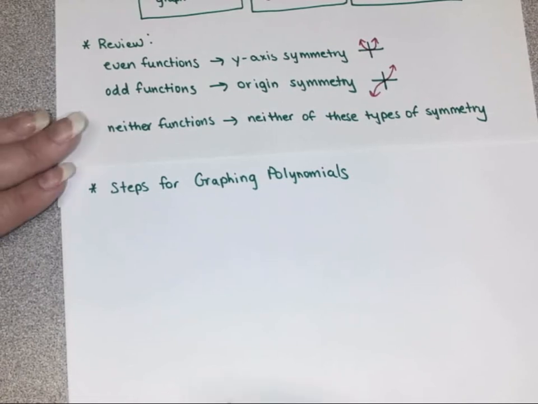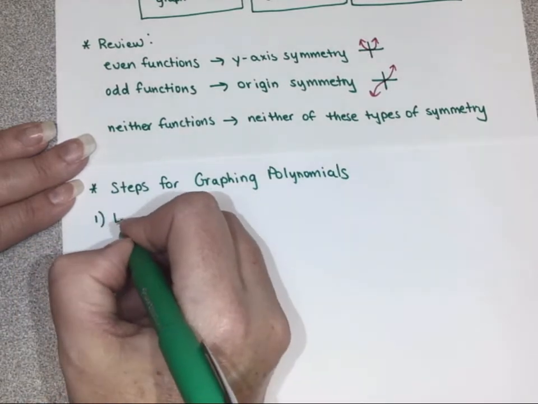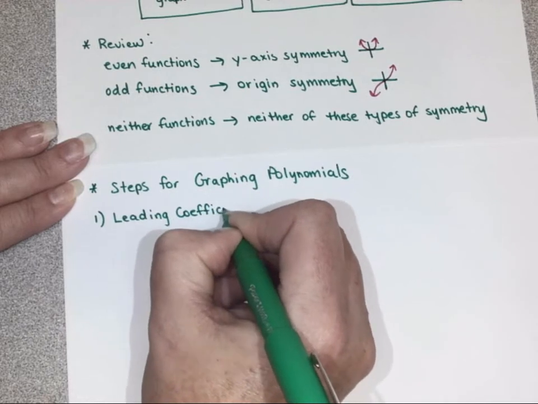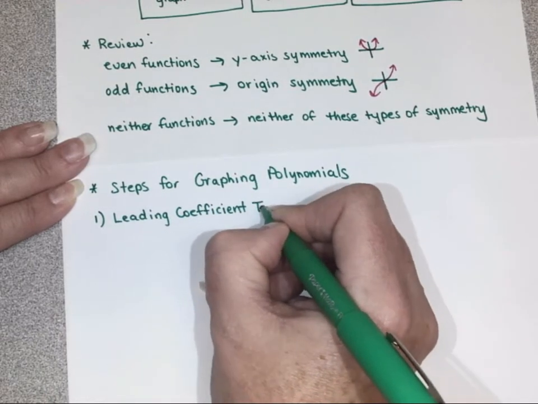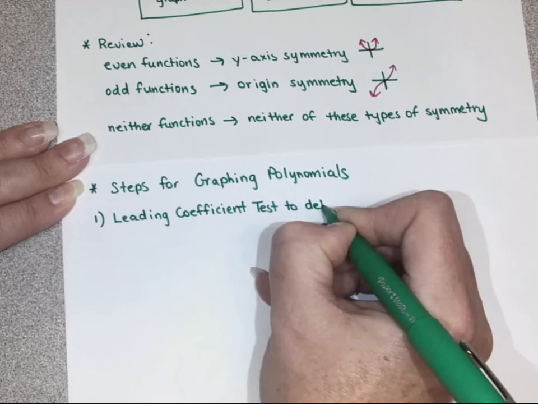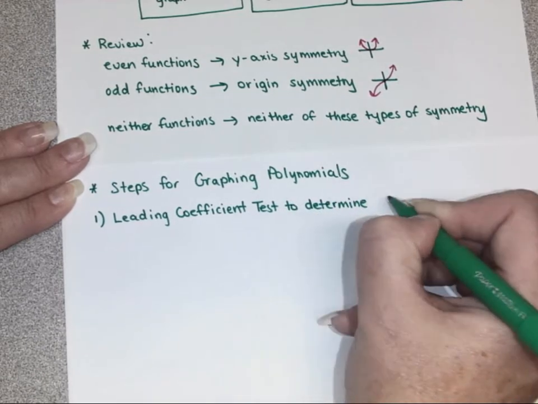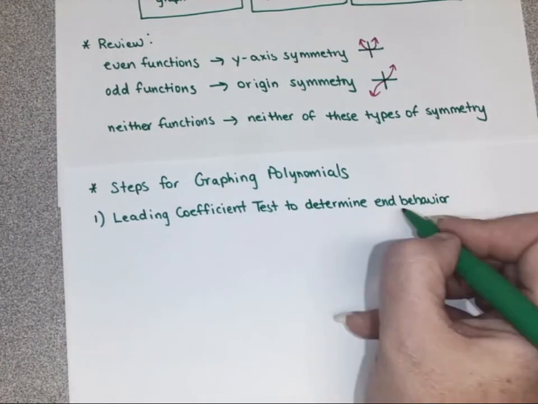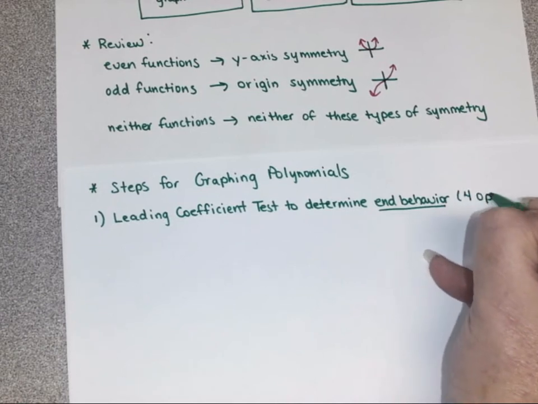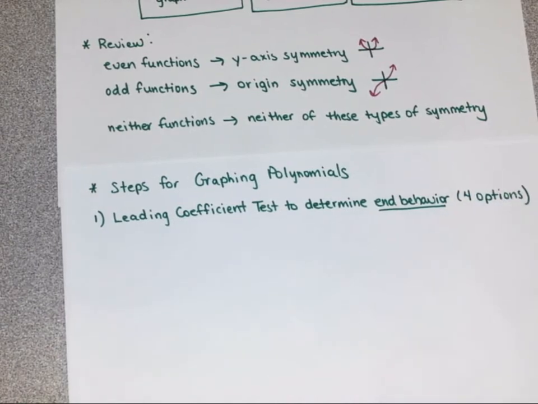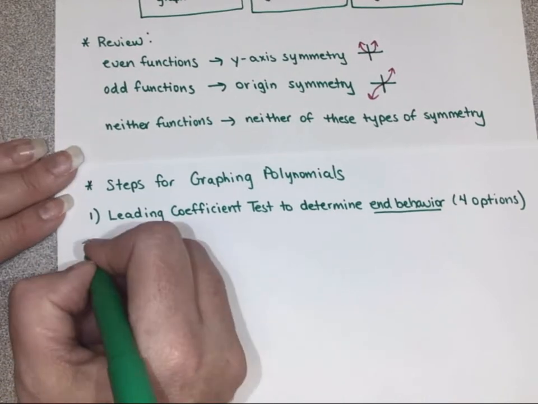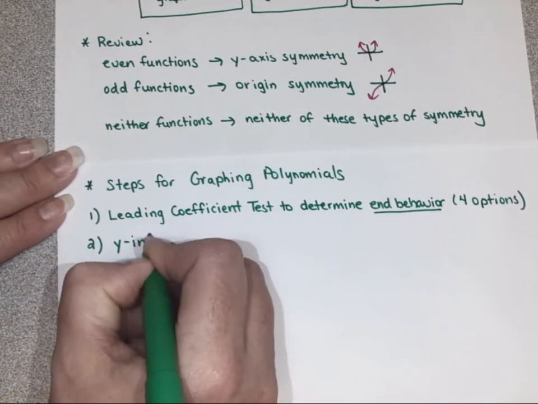Okay. But the first thing that you're going to want to do is the leading coefficient test, because the leading coefficient test tells you what the end behavior is. Okay, we just finished talking about that, but remember that was the 4 options. The graph can either rise or fall to the left or right, depending on what we have. So we want to know what the graph is doing at the ends, and then we just work to find out what the graph is doing in between.